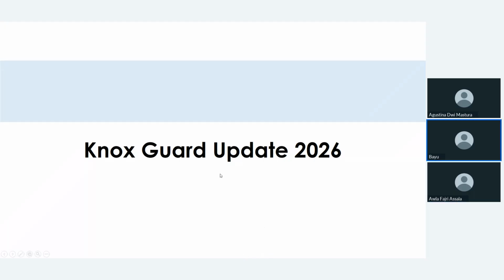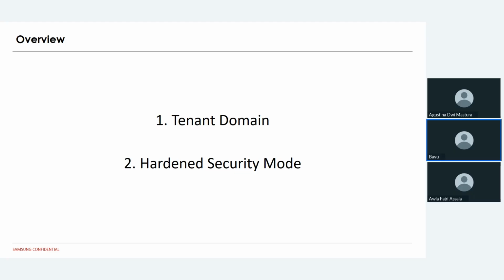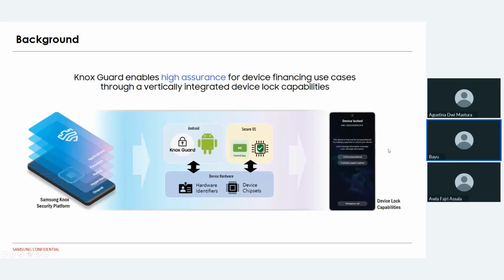Okay, so for the Knox Guard update 2026, we'll be focusing on two major pillars. The first is the tenant domain, and the second is the hardened security mode. To understand where we are going, we must look at the foundations, as you see on the Samsung security platform.